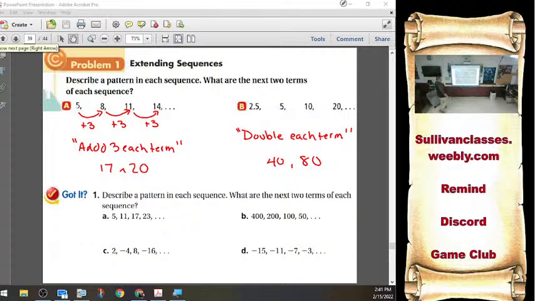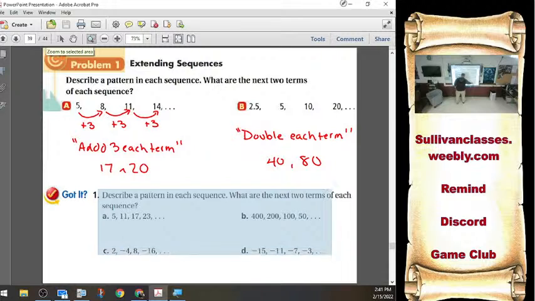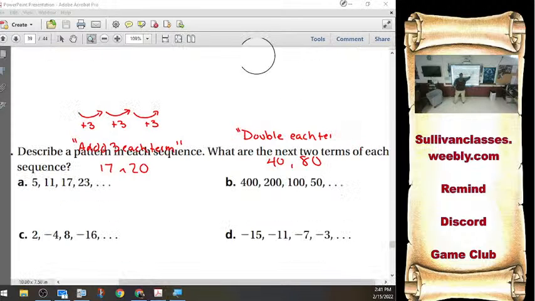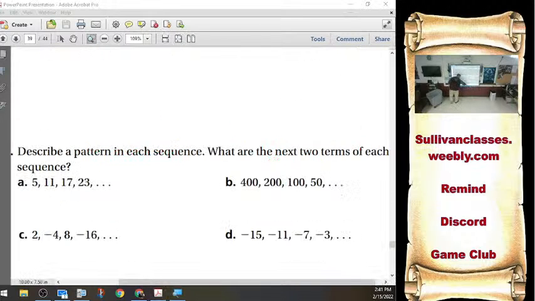Okay, it looks like we got enough time. Most of us got this figured out. All right. First one, what are they doing every time? Describe a pattern in each sequence. Y'all, there's nothing wrong with just saying add 6. That is the pattern. I'm adding 6 every time, and the next terms will be 29 and 35.